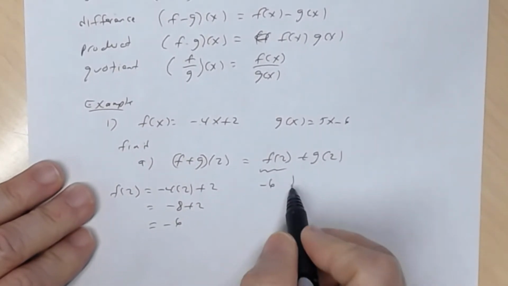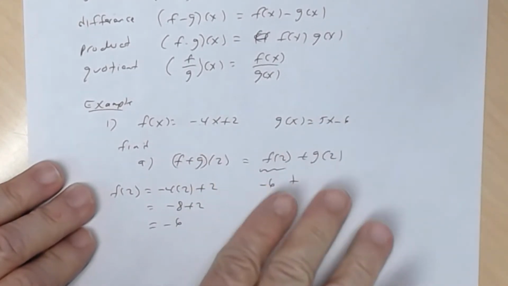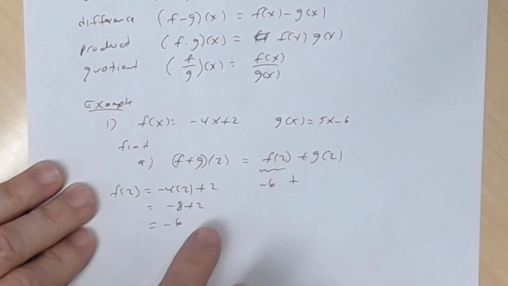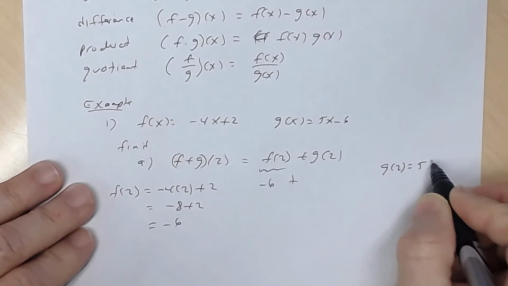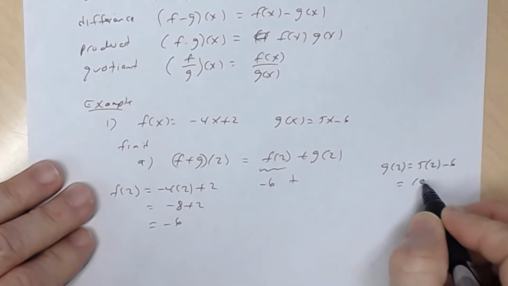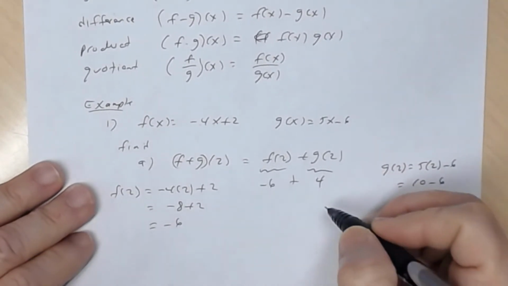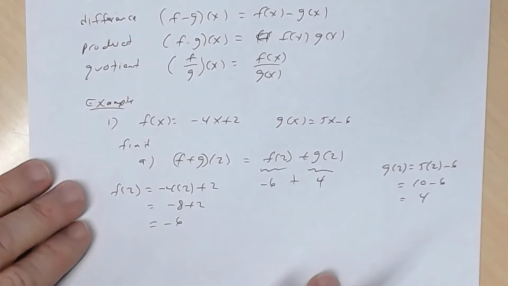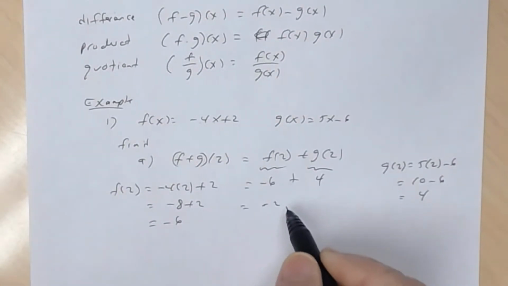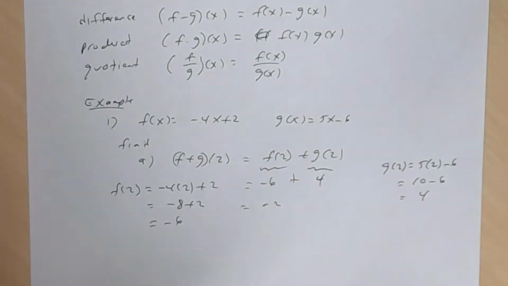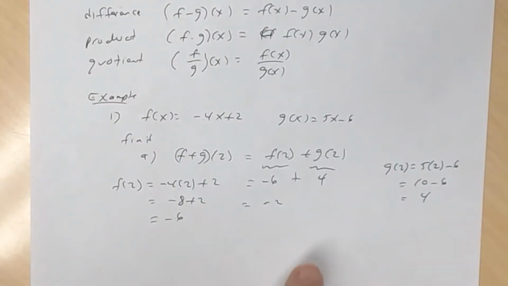Okay? Plus, now I'll go to g of 2. So which function do I go to, does it matter? I've got to go to function g, right? So g of 2 will be 5 times 2 minus 6. So that's 10 minus 6, which is 4. So that's this, 4. Okay, so I get negative 6 plus 4, which is negative 2. Just like when we did this, remember? When we said negative 6 plus 1, we got negative 5. Okay? So I get negative 2.